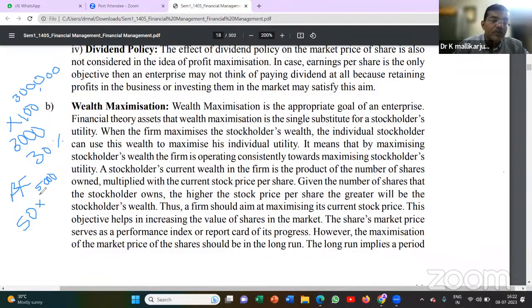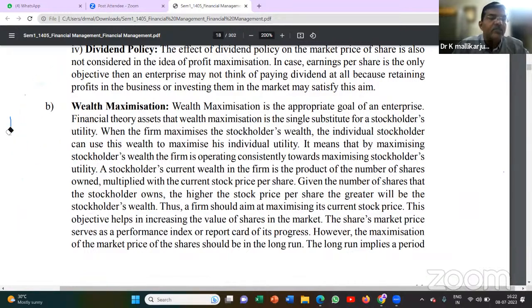So now 5,000 into 100 is 5 lakh rupees. The firm's capital was earlier 3 lakhs, now it's 5 lakh rupees. How is it possible? This is possible because of the company's EPS, earnings per share. If the company earnings increase, naturally the share value increases. So the number of outstanding shares into the current market price is the value of the firm.